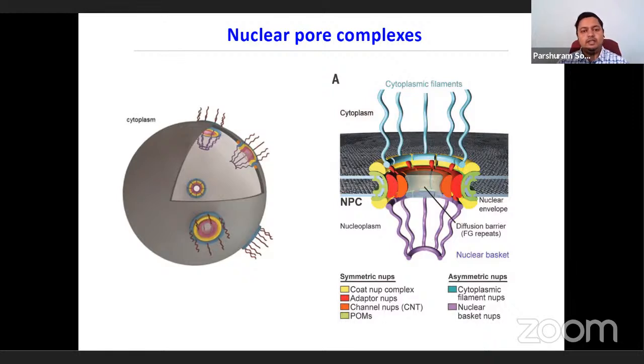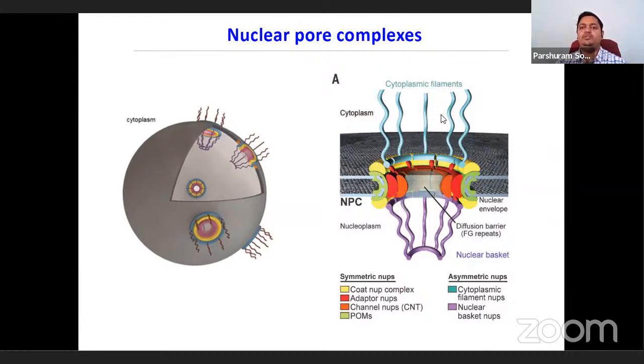So in eukaryotic cells from different organisms, there are differences in the number of NPC molecules present in the nuclear membrane. They range from 10 NPC copies to even 4,000 to 5,000 nuclear pore complexes in one single nucleus. So in general, we can subdivide this nuclear pore complex into different types of parts based on their organization and their composition.